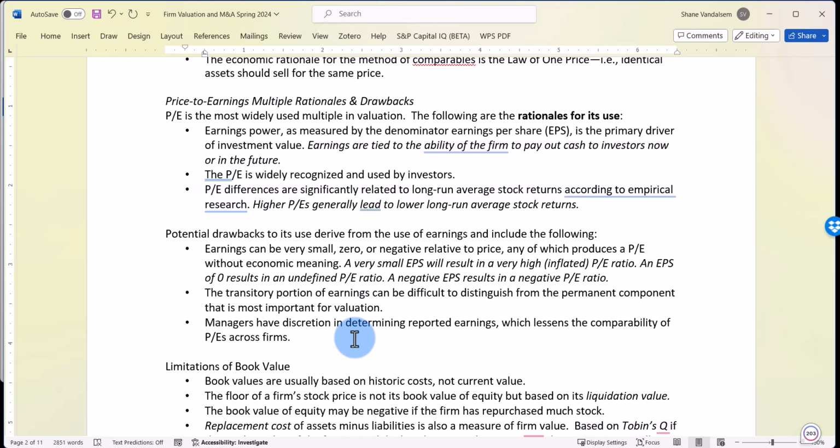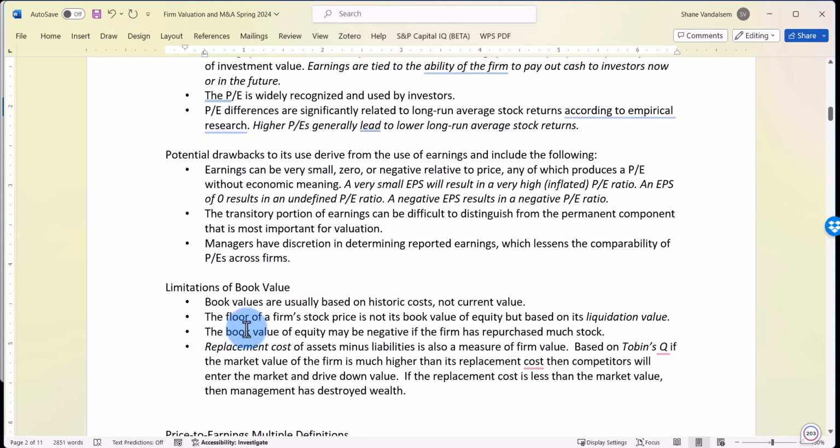Limitations to book value. So I talked about price to book value. Book values are usually based on historic cost, not current value. This is important to remember because if you're comparing two firms of different ages, especially if they have a lot of real estate on their books, if that real estate is recorded on the historic cost, not the current value, then the value of the assets and as a result the value of the equity can be understated for the company.